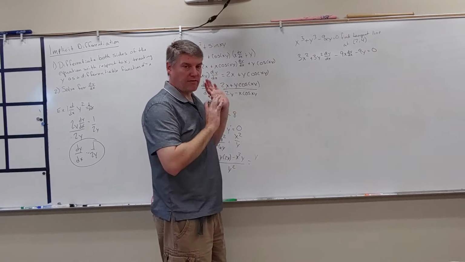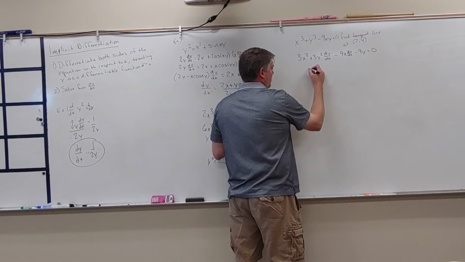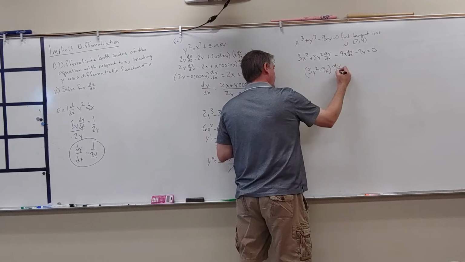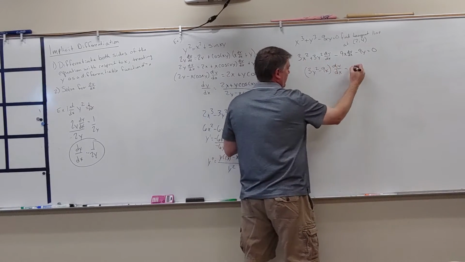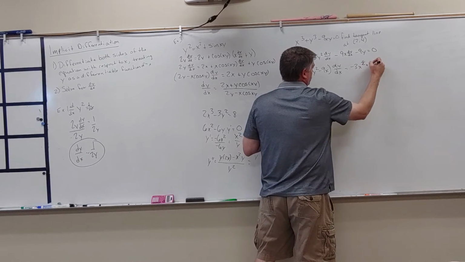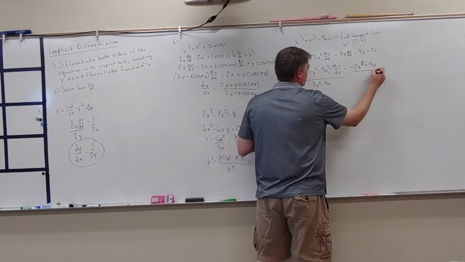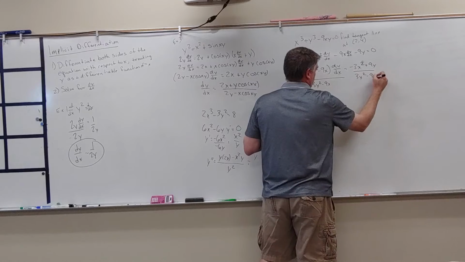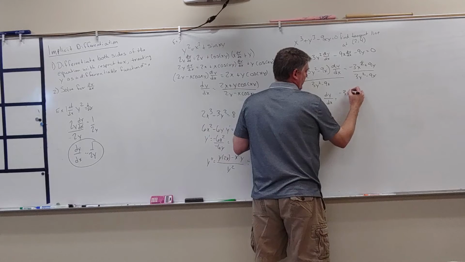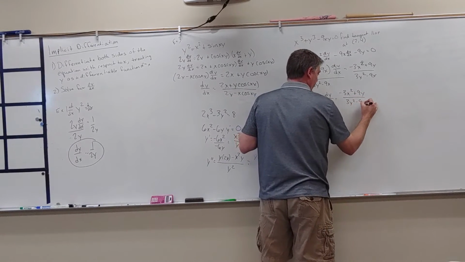Okay, so I'm going to move everything to the other side except for my dy/dx. So I have 3y squared minus 9x, times dy/dx, equals, I'm going to subtract off my 3x squared, plus 9y. Now I'm going to divide by 3y squared minus 9x. I get dy/dx equals negative 3x squared plus 9y over 3y squared minus 9x.